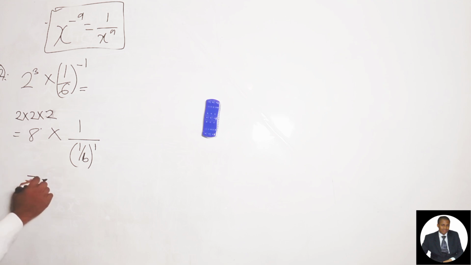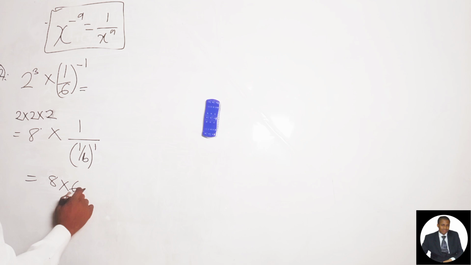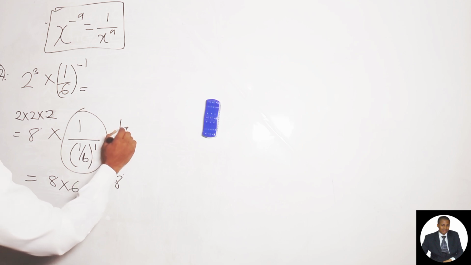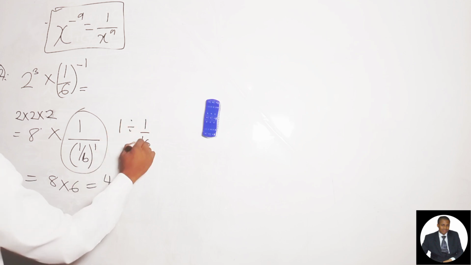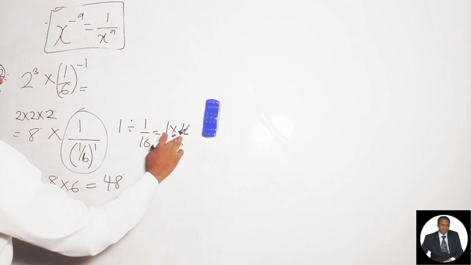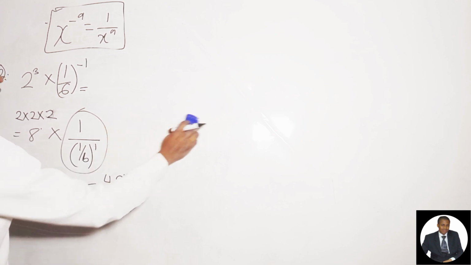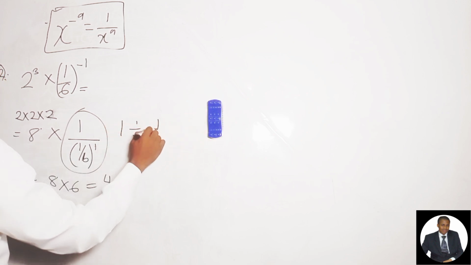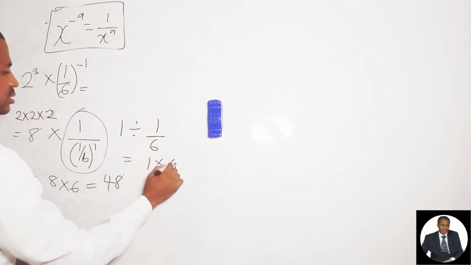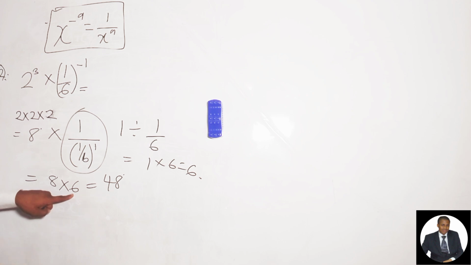And what does this mean? 8 times 6, it will give us 48. If we look at this very well, this is 1 divided by 1 over 6. That gives us 1 times 6, which is 6. And that's how we get the 6. It gives us 48.